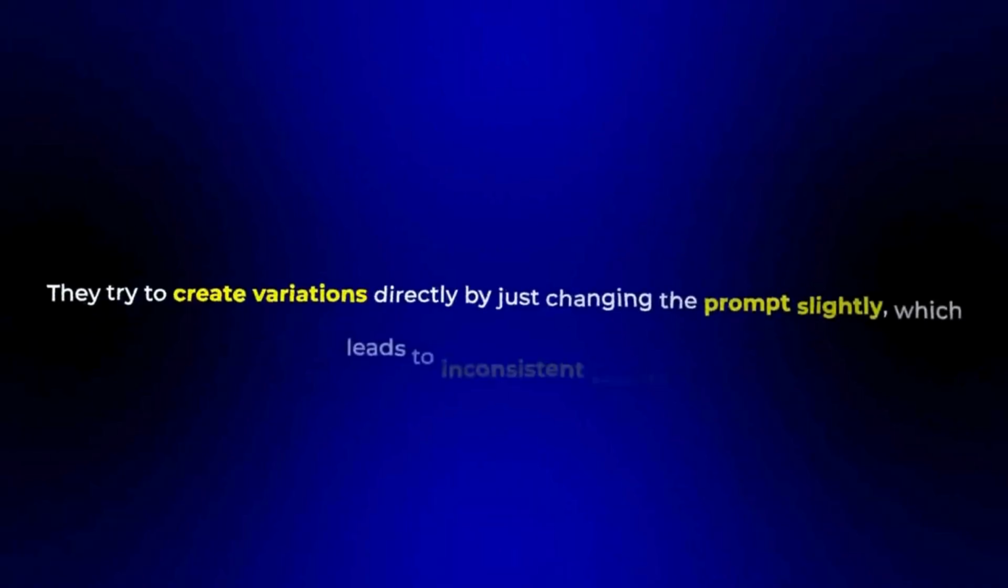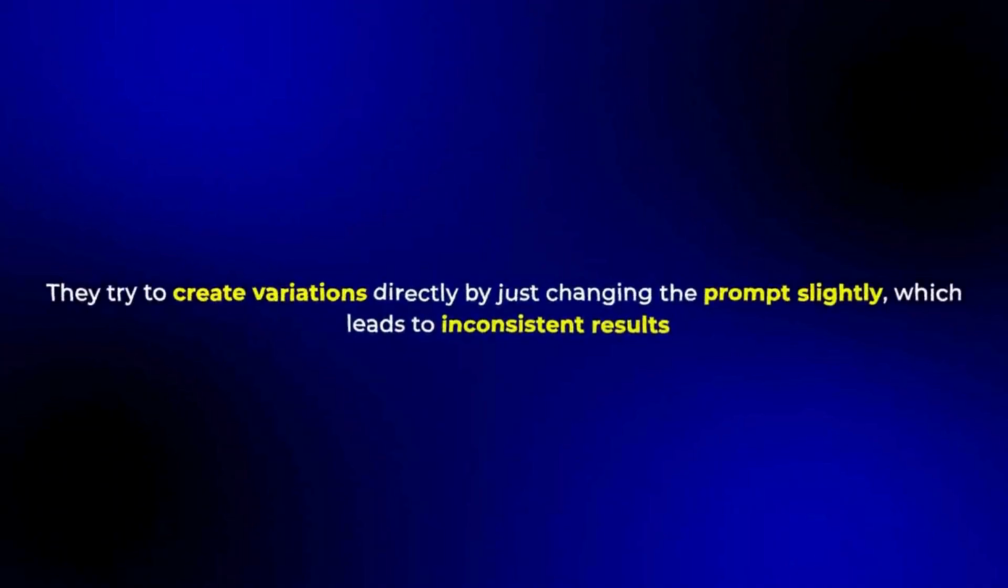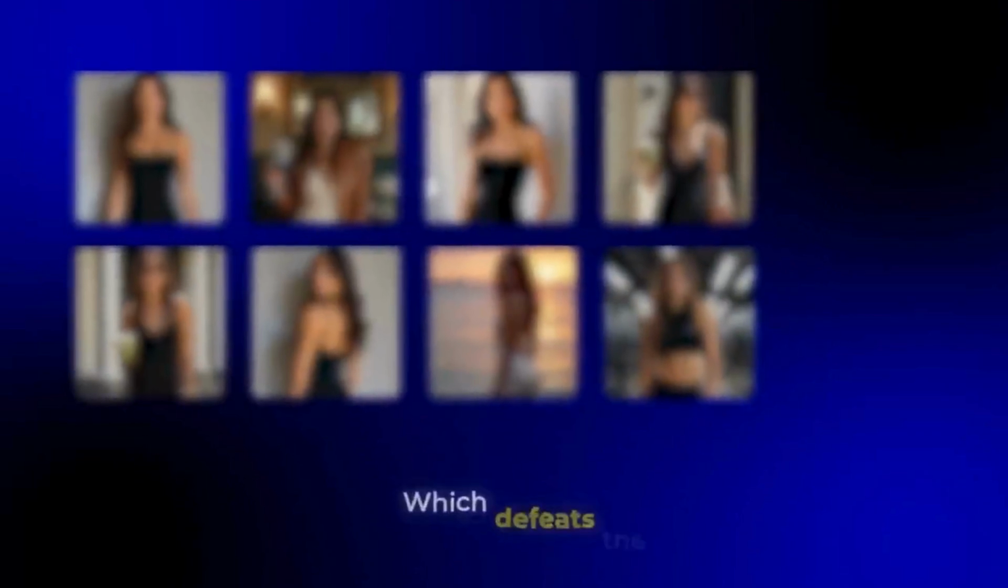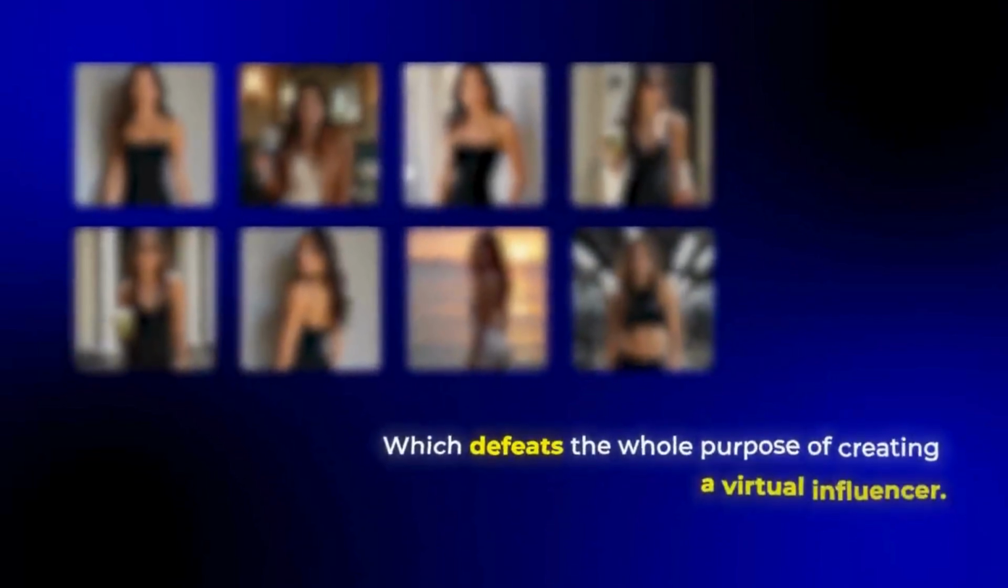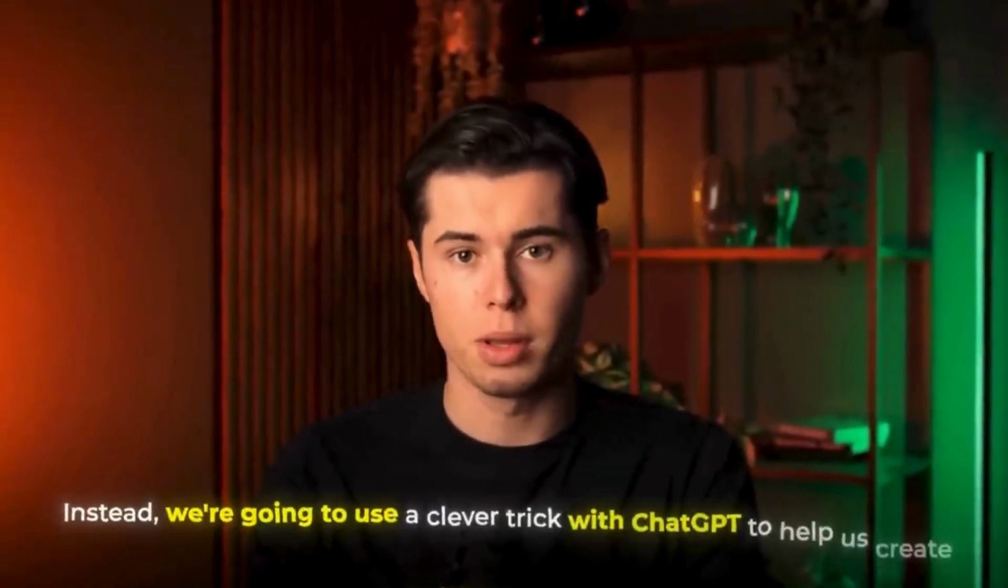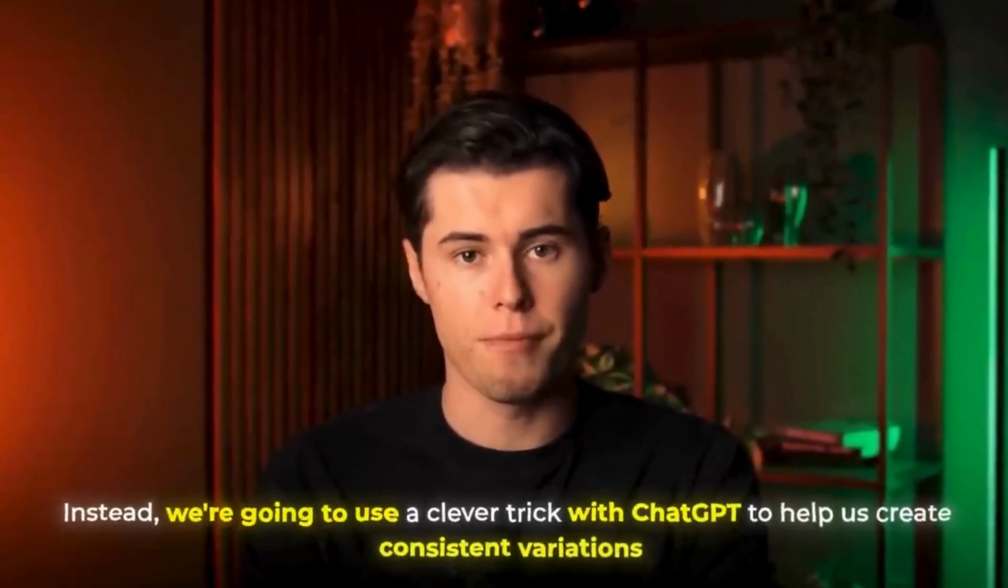Now, here's where most people go completely wrong. They try to create variations directly by just changing the prompt slightly, which leads to inconsistent results. The character ends up looking different in every image, which defeats the whole purpose of creating a virtual influencer. Instead, we're going to use a clever trick with ChatGPT to help us create consistent variations.